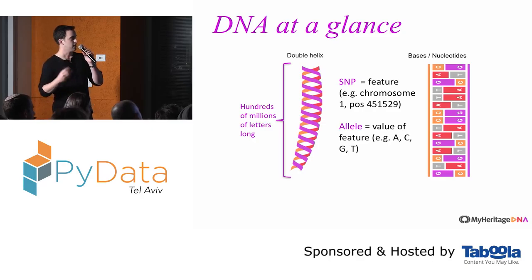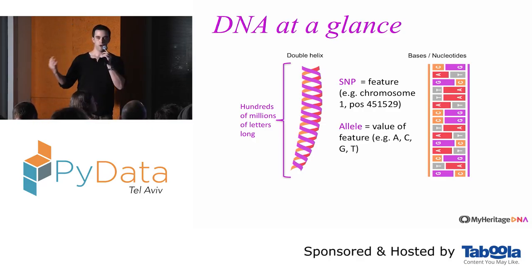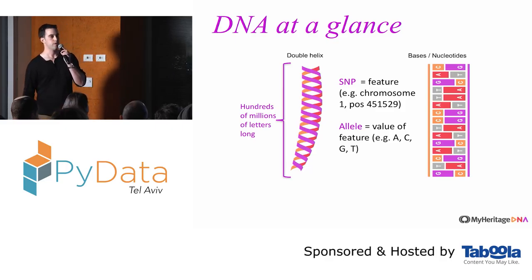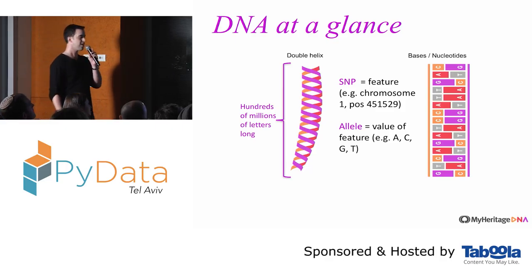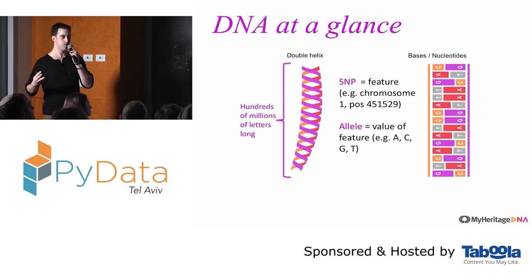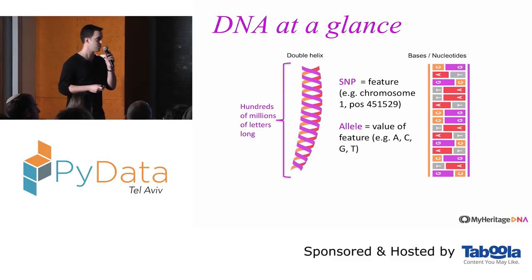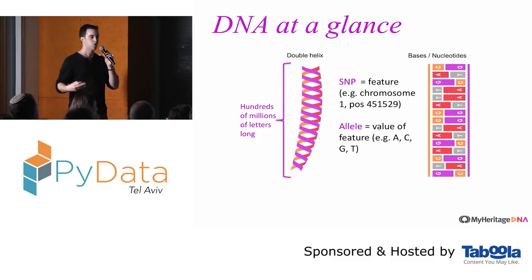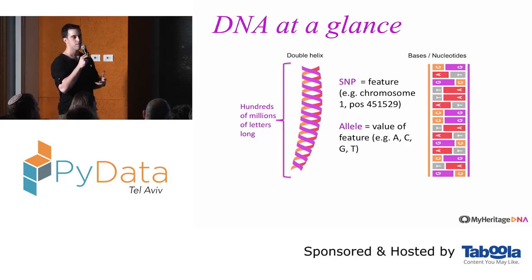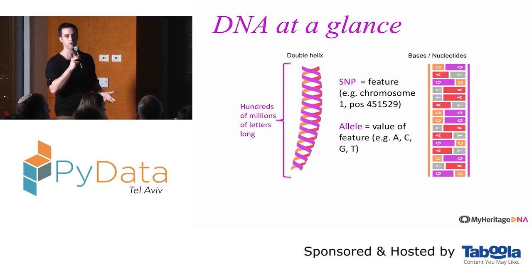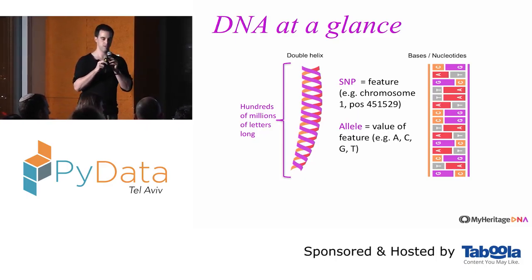And each of these can be hundreds of millions of letters long. And when you add all the chromosomes together, it's something on the order of 3 billion features, right? Which is quite hard. Just to give you a computer science perspective, if you try to put, let's say, 1 bit per letter, this would be something on the order of a gigabyte for a person, right? Which is quite a lot.